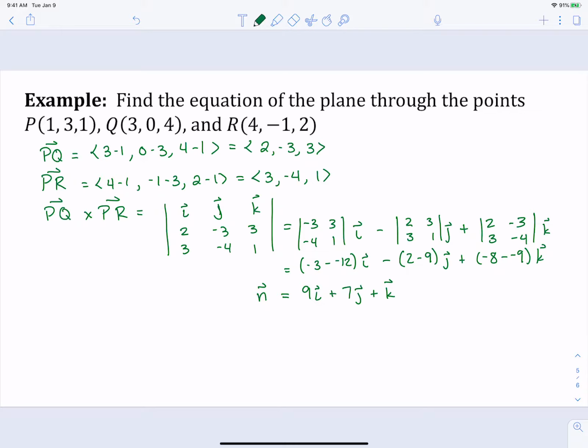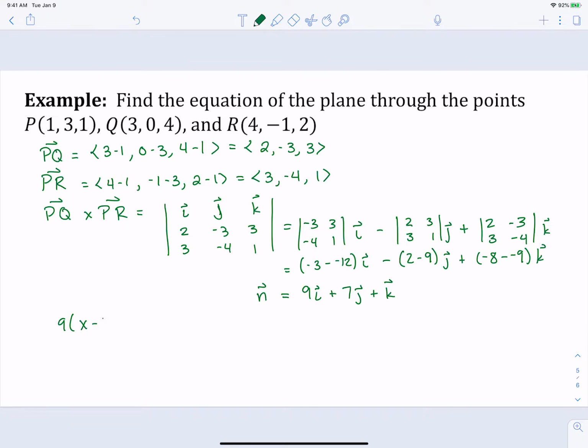All right, now we need a point that's on our plane. For your point that's on your plane, you can use any of the points that you want. So you can use P, Q, R. It does not matter when you're figuring out what your initial point is. So I generally just use the one that they call P, just because.